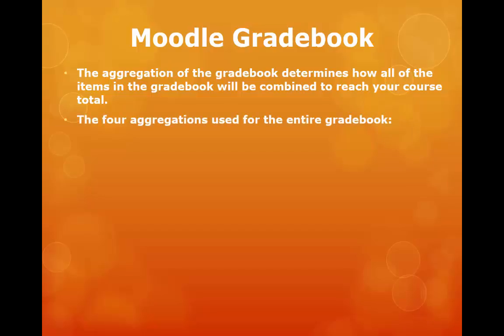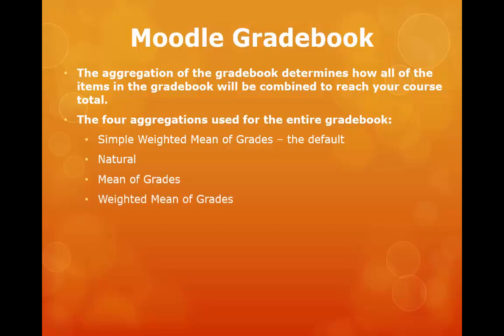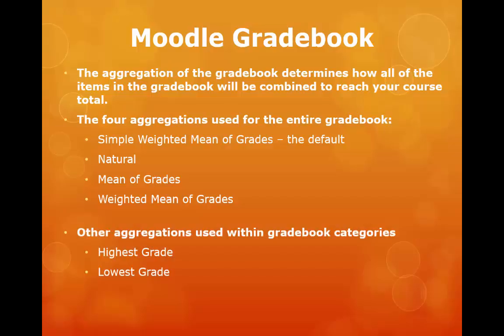The four most common aggregations used for the entire gradebook are simple weighted mean of grades, which is the default, natural, mean of grades, and weighted mean of grades. There are a couple of other aggregations that can be used within gradebook categories, such as highest grade and lowest grade.